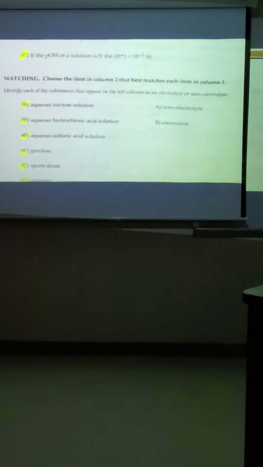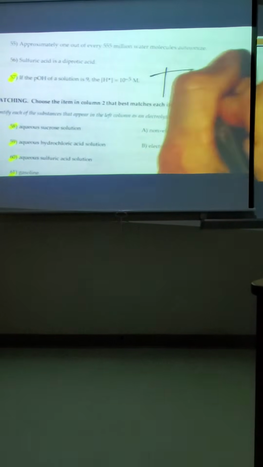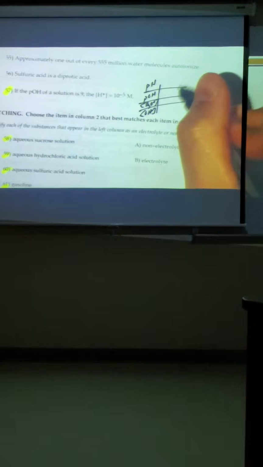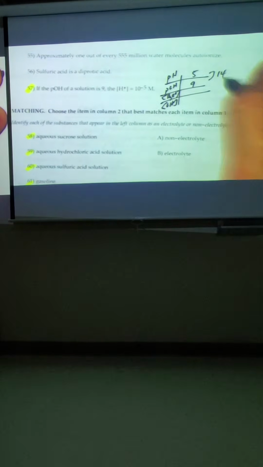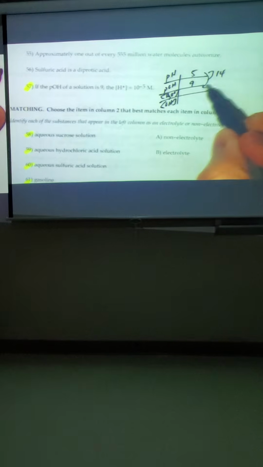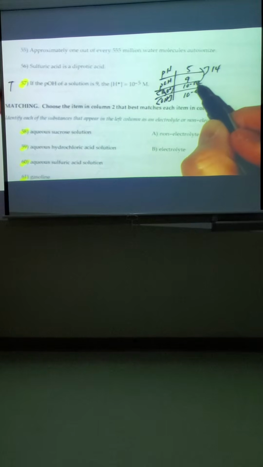57 says the pOH of a solution is 9. The H plus would be 10 to the negative 5, so let's make a chart. So pH, pOH, H3O plus, and hydroxide. So they say the pOH is 9, well then the pH would be 5 because these need to make 14. And if this is 5, this would be 10 to the negative 5 as an exponent, this would be 10 to the negative 9 as an exponent, and now that's true. Because this 5 came from that 5.